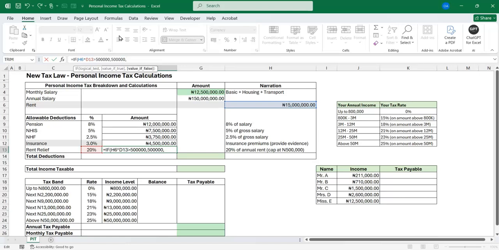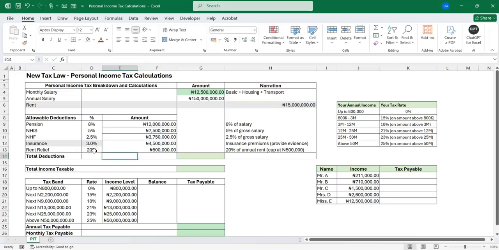Then comma, if the value is false, I want Excel to return the original value, which is this. I will reference this again, 15 million, this cell, times 20%. Then I'll close my parentheses, then I'll press enter. And then you see that we have 500,000. So with this formula now, it has actually taken care of all possibilities. It will automatically calculate it, even when we come to other categories of staff. So the maximum she can claim is 500,000.